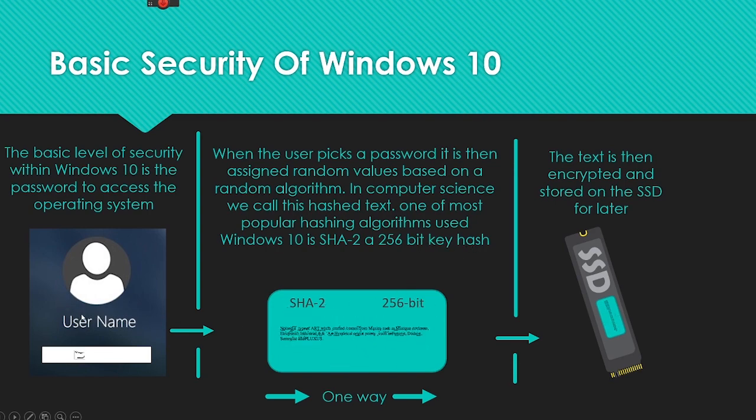As you can see, this is a linear approach, and it is only one way where the hash is placed. So it can go only one way. The text is then encrypted and stored on the SSD for later.